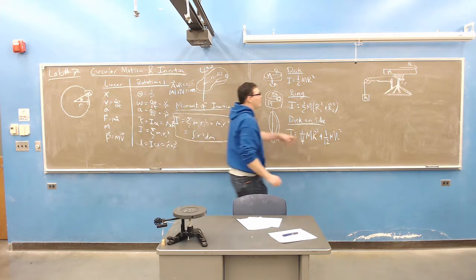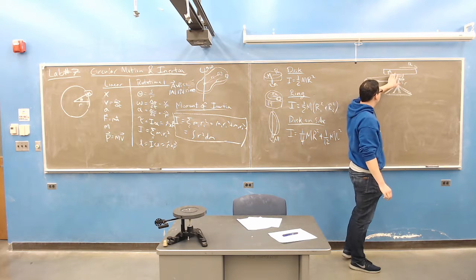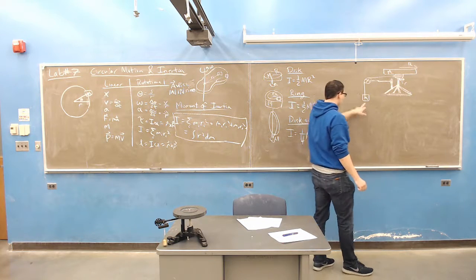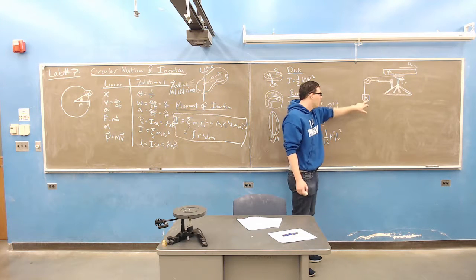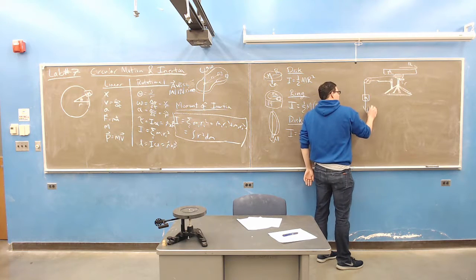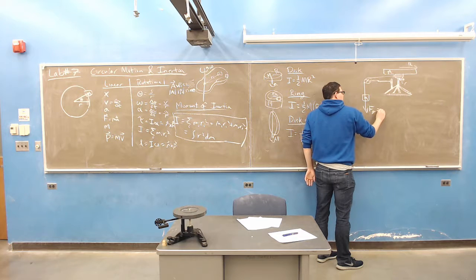All right, so up here I have the disk. I have this apparatus drawn. It's got a mass M, radius R. Now I'm calling this hanging mass little m. All right, so we know that this force here, force of gravity, is equal to mg.